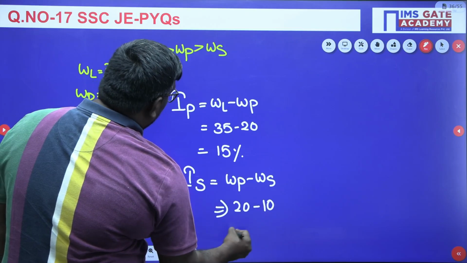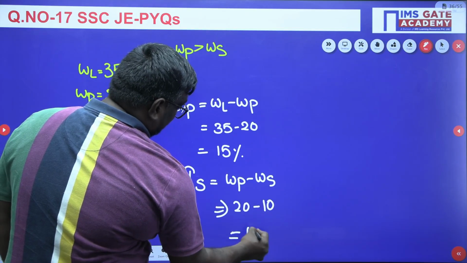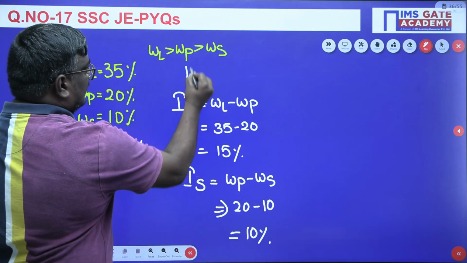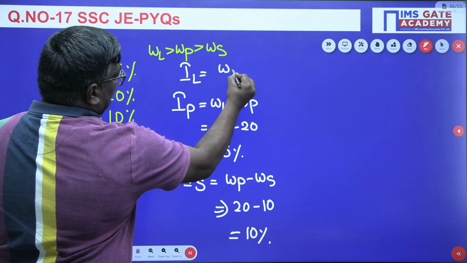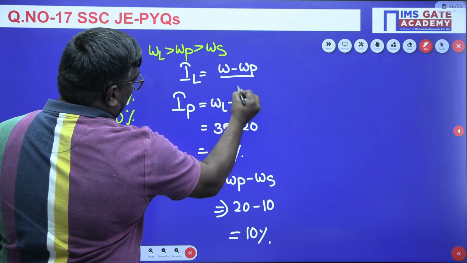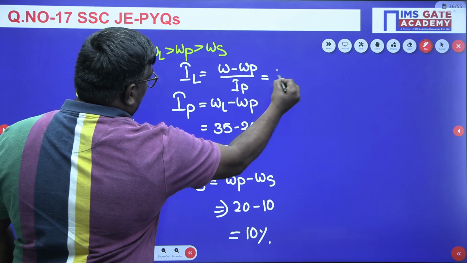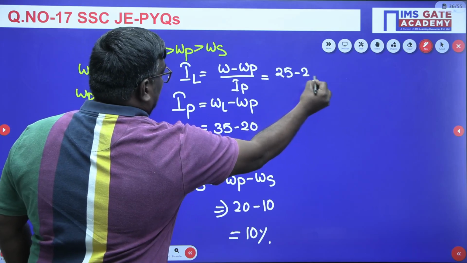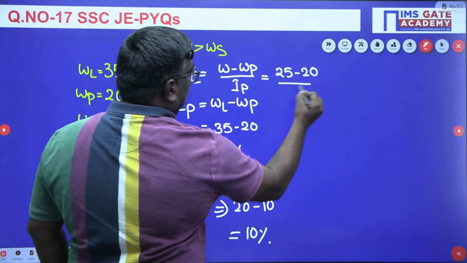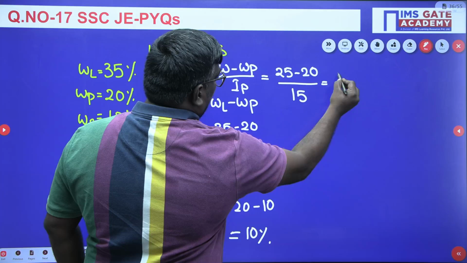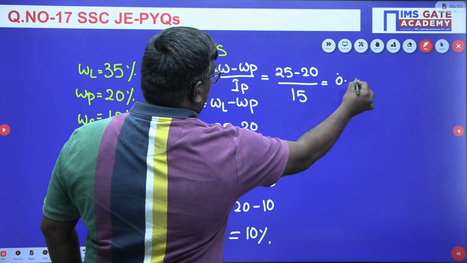that is equal to 10%. And if they ask you, liquidity index is W minus WP upon IP. W is how much, sir? 25. Plastic limit is 20. IP is how much, sir? We got 15%. So this will be equal to 0.33.